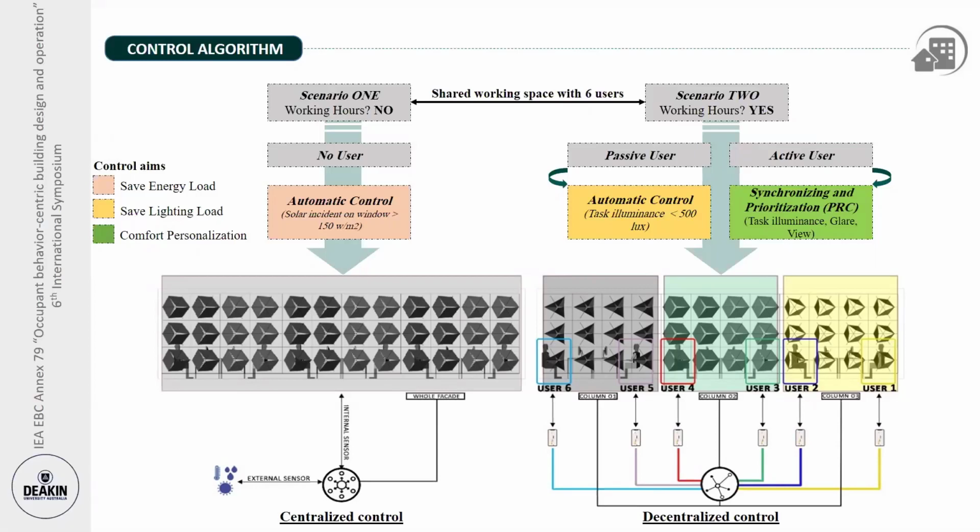In this scenario, two different actions are considered. First is when a user decides to adjust the shading system as an active user due to visual discomfort, in which a time-dependent prioritization will take place to satisfy the user's request in a timely manner. Second is when the user does not take any actions as a passive user, in which an automatic shading control based on task illuminance will take place to save the lighting load.